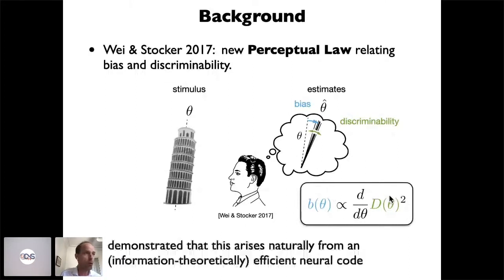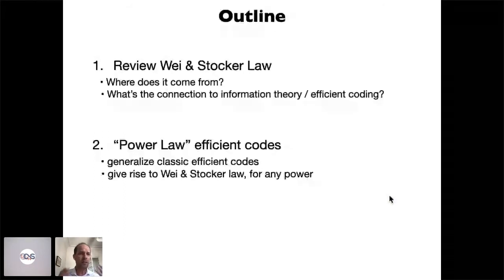But the very cool thing about this result was that they showed that this arises, they didn't find this by looking at perceptual judgments. They found this by making derivations in terms of information theoretically optimal neural codes. So that's a bit of a teaser.